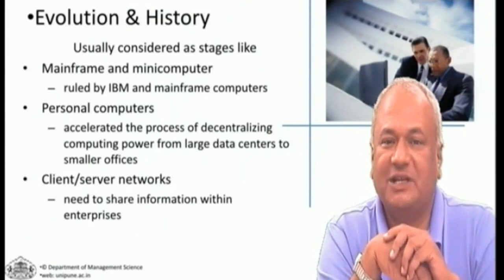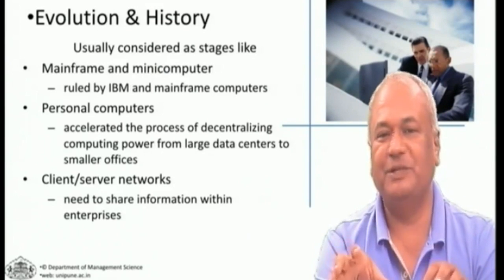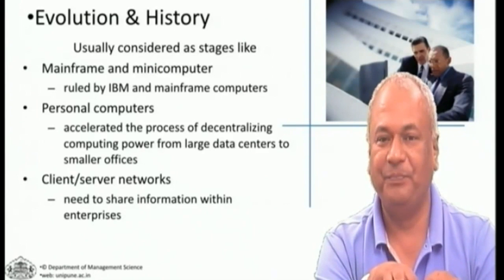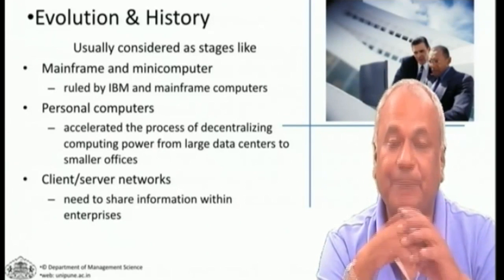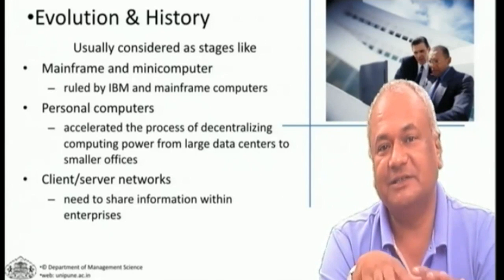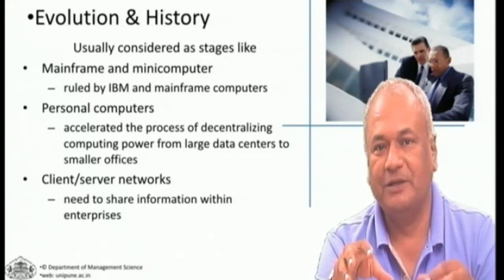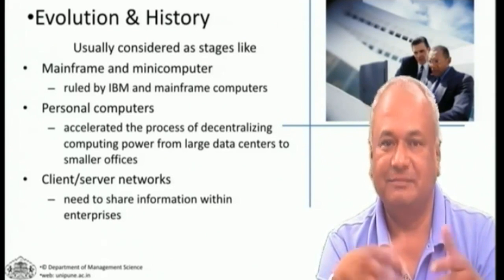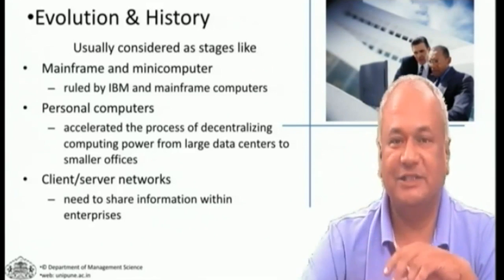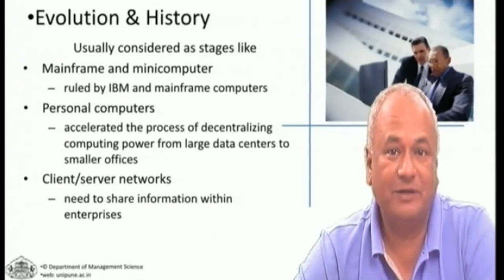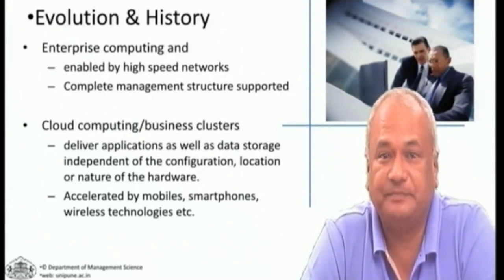The next stage was client-server networks. There was a requirement to share the business information even within the organization. So people came out with the client-server networks. And these client-server networks actually help people to share the business data among themselves. So even within the organization, in the client-server age, people started sharing the data, and it was one of the biggest revolutions ever to happen for businesses and management.